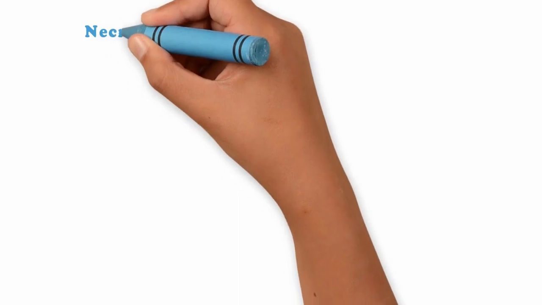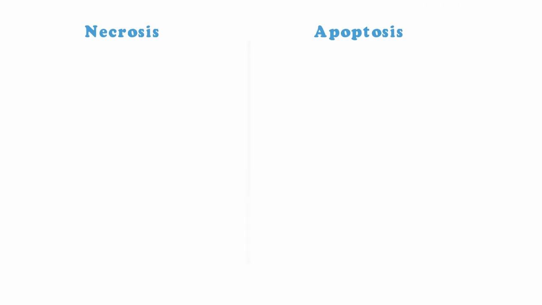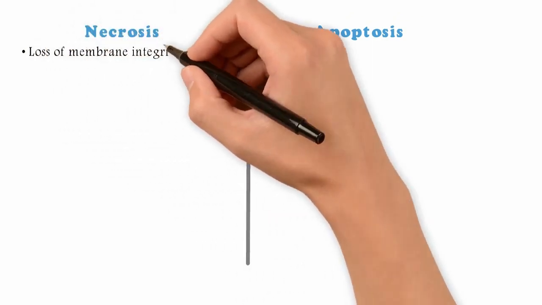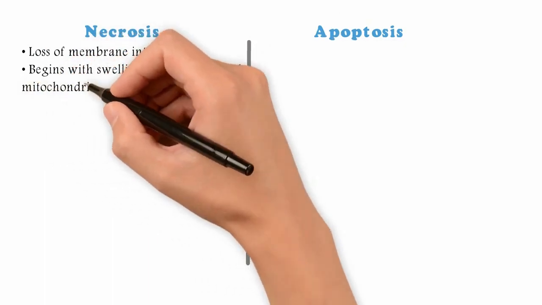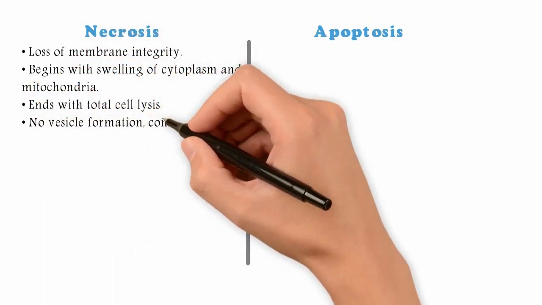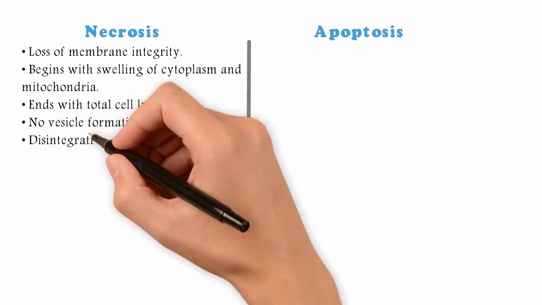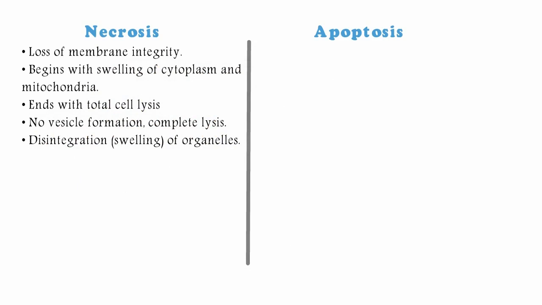Morphological features. Necrosis: loss of membrane integrity, begins with swelling of cytoplasm and mitochondria, ends with total cell lysis, no vesicle formation, complete lysis, disintegration, swelling of organelles.